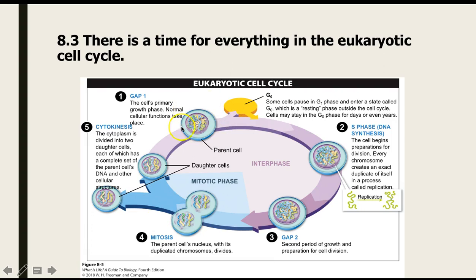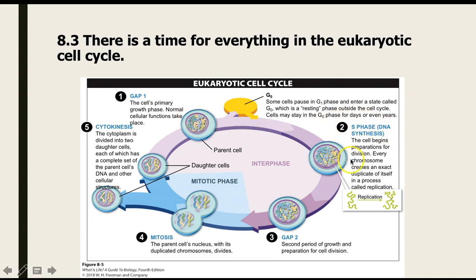Sometimes cells will stay in gap 1 for a really, really long time, like years. And if it stays in there for a long time, even if it's just days, we call it gap 0. And 0 just means pause or resting. So this is the normal phase that cells will stay in for days, weeks, months, years. That's gap 1. Again, making proteins, doing normal cell stuff, that's all happening in gap 1.